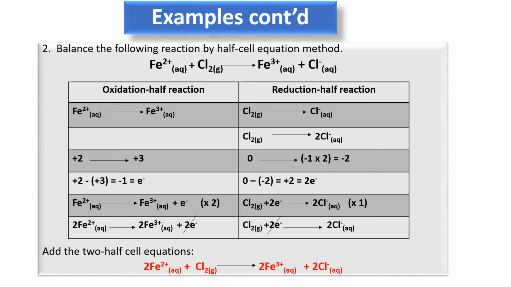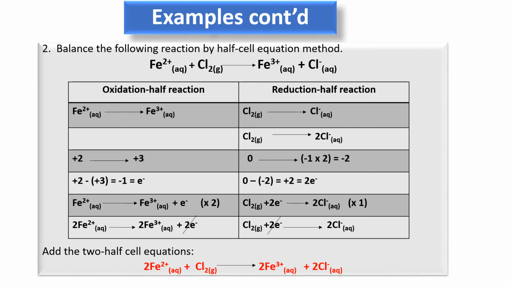Then you move on. What is the oxidation number of chlorine gas here? 0. What's the oxidation number of chlorine gas? 0, because it's in free state. Whereas we have 2 moles of chloride ion, and 1 chloride ion has oxidation number of -1. So when it is 2, that will be -1 times 2, which is equal to -2.